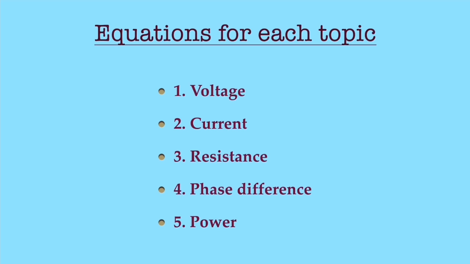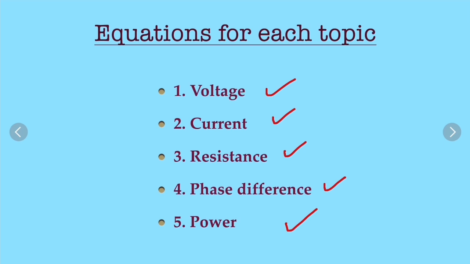That is, number 1, voltage equation. You can see what I have prepared here. Number 1, voltage equation. Number 2, current equation. Number 3, resistance. Number 4, phase difference. Number 5, power. So these are common for all circuits. So we should go in sequence, then it will be very easy for us.